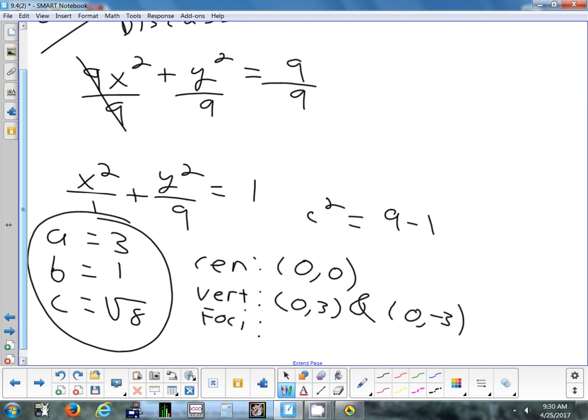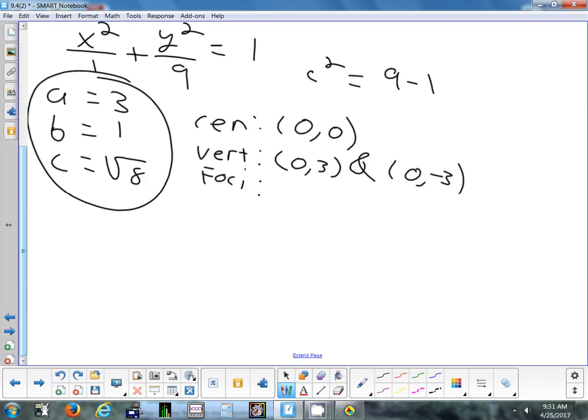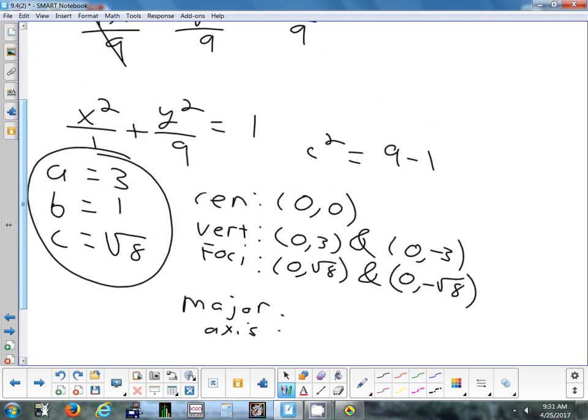The foci are C units away from the center. And again, this time it's above and below. So what would be the coordinate for C units above the center? 0, square root of 8. And how about C units below the center? 0, negative square root of 8. Yep. And the last thing, probably just say what direction the major axis goes. Okay. How does the major axis run in this problem? It's vertical, because the bigger number is under y.